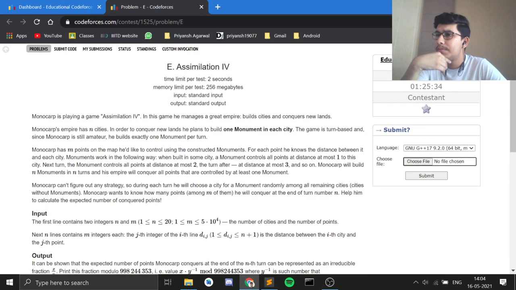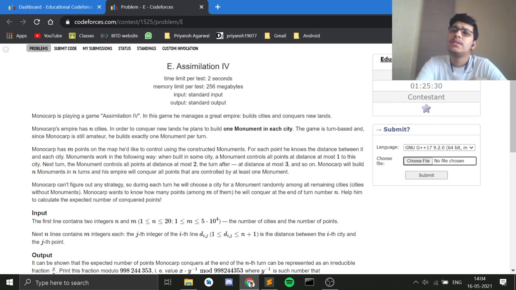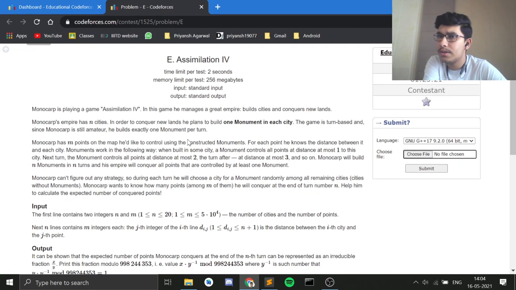In this game, he manages a great empire, builds cities, and conquers new lands. In order to conquer new lands, he plans to build one monument in each city. The game is turn-based, and since Monocarp is an amateur, he builds exactly one monument per turn. One monument in each city, okay. Monocarp has m points on the map he'd like to control using the constructed monuments. For each point, he knows the distance between it and each city.